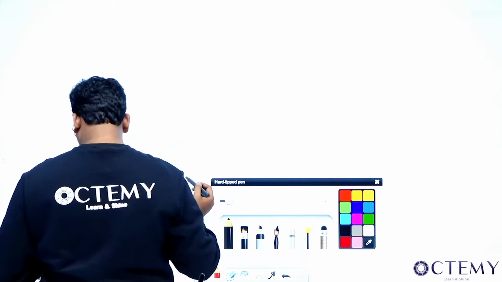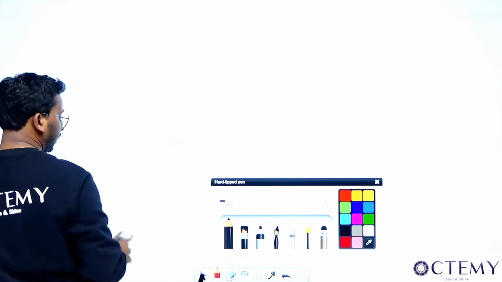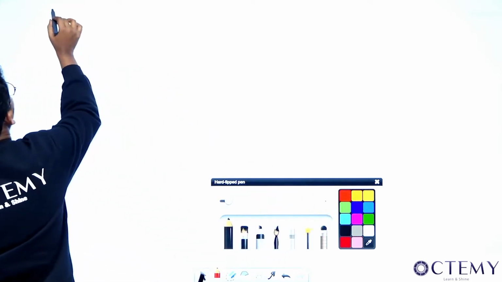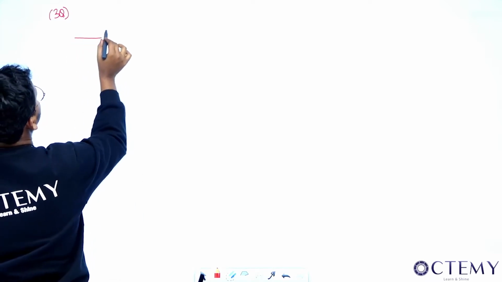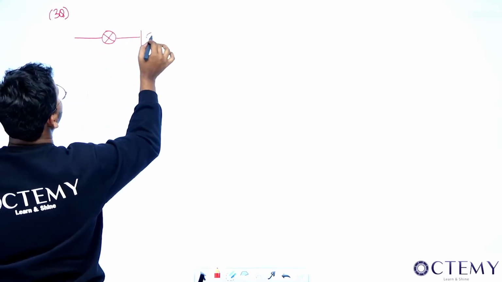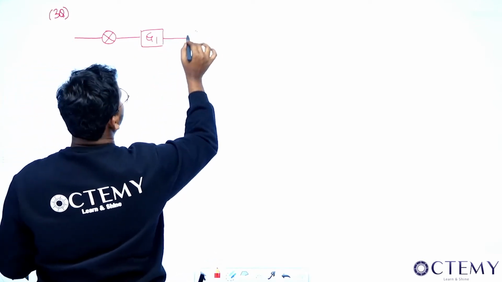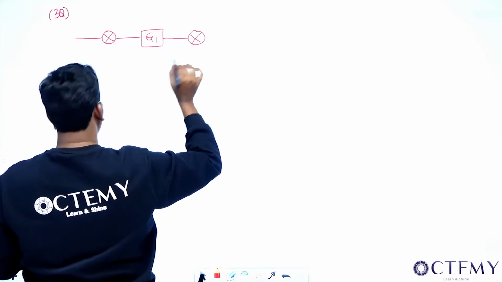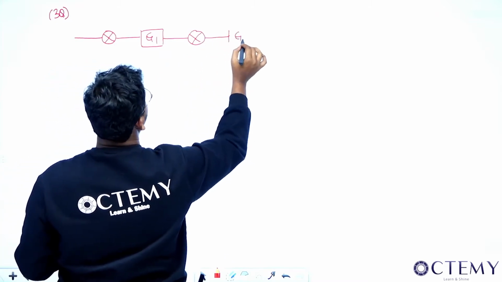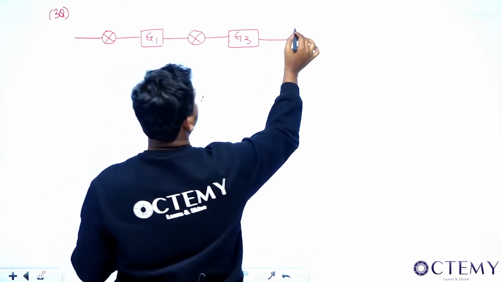Look at the third question, sir. How is the third question asked? The third question looks like this. Question number 3 is also a very good question, sir. It is like this. This is the summing block. This is G1. This is again a summing block. This is G3. This is your output C.